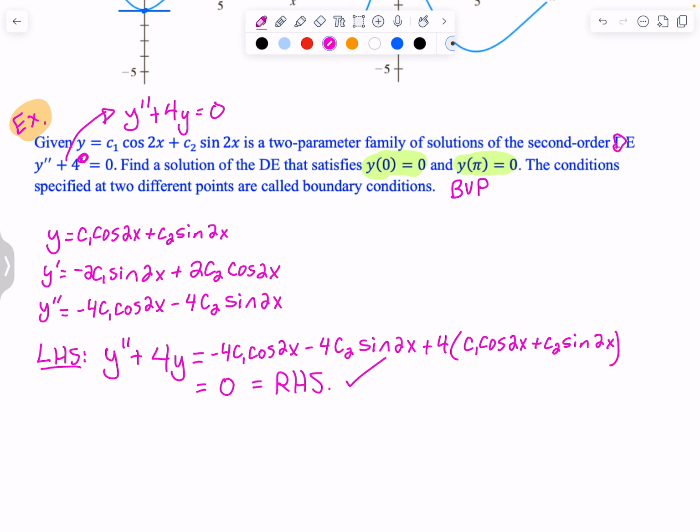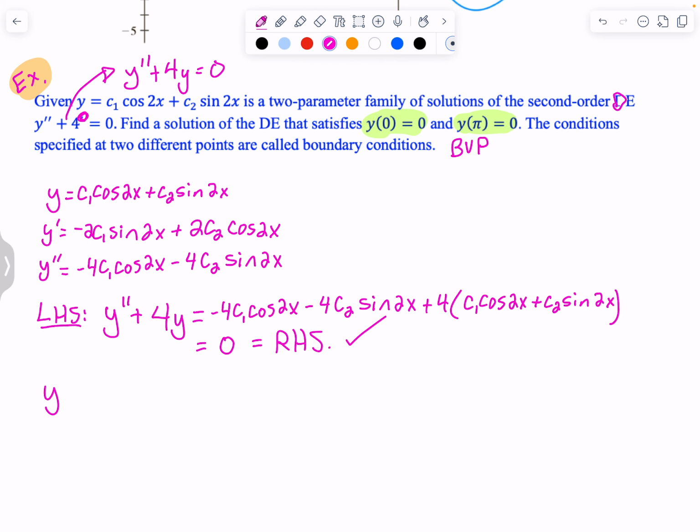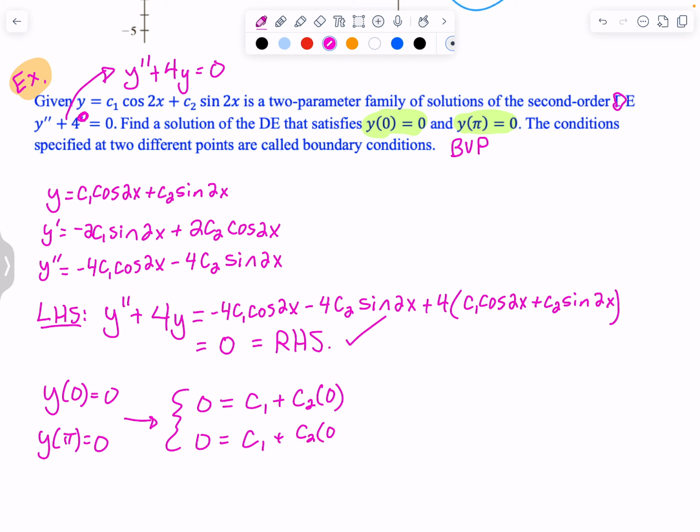And now they want us to find a solution with those, and this is going to give us a system. So y of 0 equals 0, y of pi equals 0, and if I plug them both in, I get 0 equals, and I just plug them into the y. Cosine of 0 is a 1, so I get c1 plus c2 times 0. And then the other one, I'm going to get a 0. And if I put a pi there, I'm going to get a 2 pi. Cosine of 2 pi is still just a 1. And I'm going to get also c2 times 0 there. So, kind of interesting.